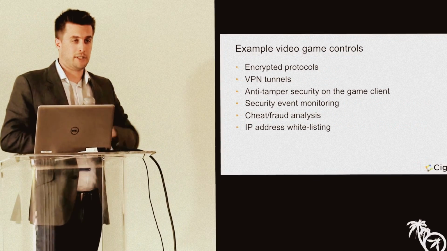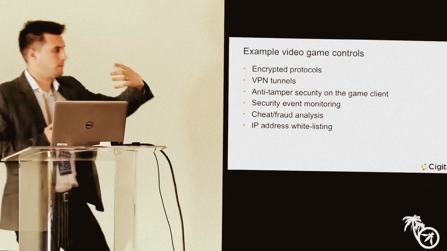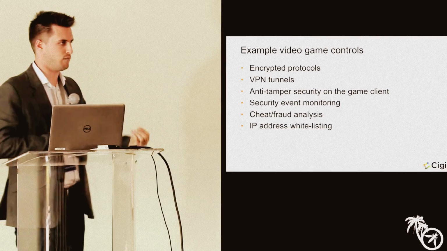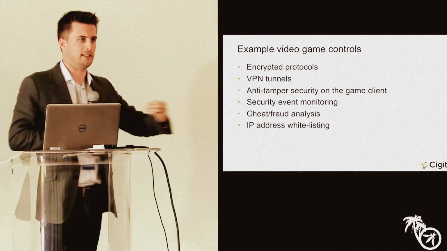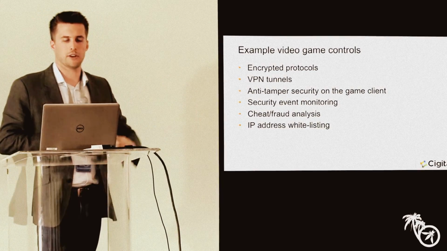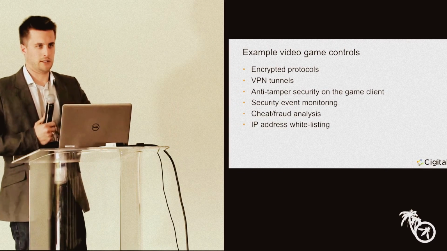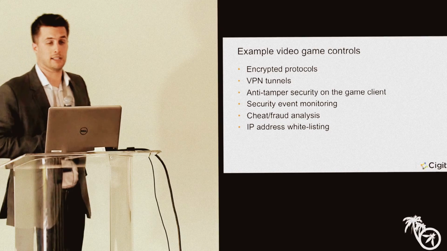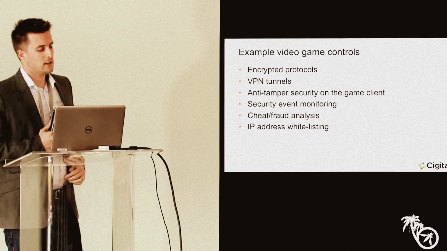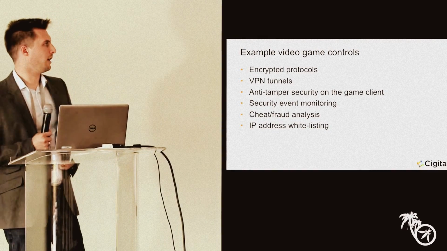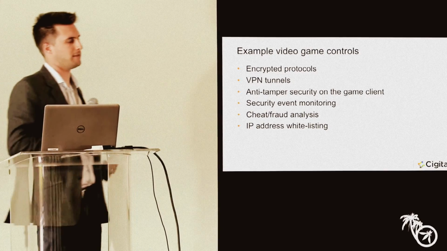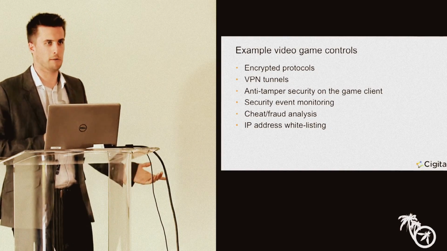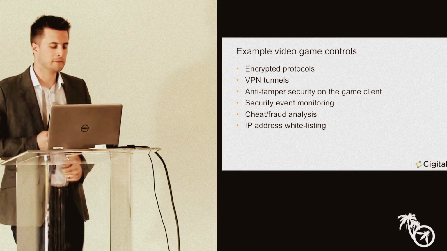So we just discussed the things that attackers can target. These are some of the things you can use to protect the things that attackers would go after. You can use encrypted protocols, such as VPN tunnels, or anti-tampering mechanisms on the game client. This is very common. You can monitor for certain security events. You can say, hey, if a player is moving at 50 times the speed they're supposed to, then something's probably up. They're not supposed to be able to do that.